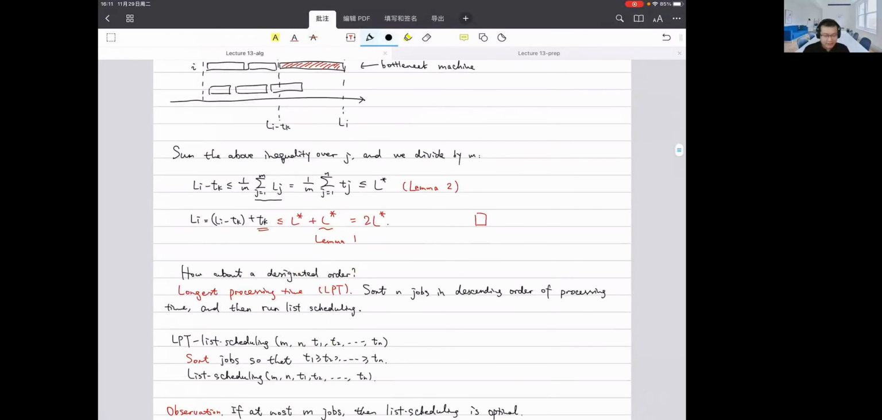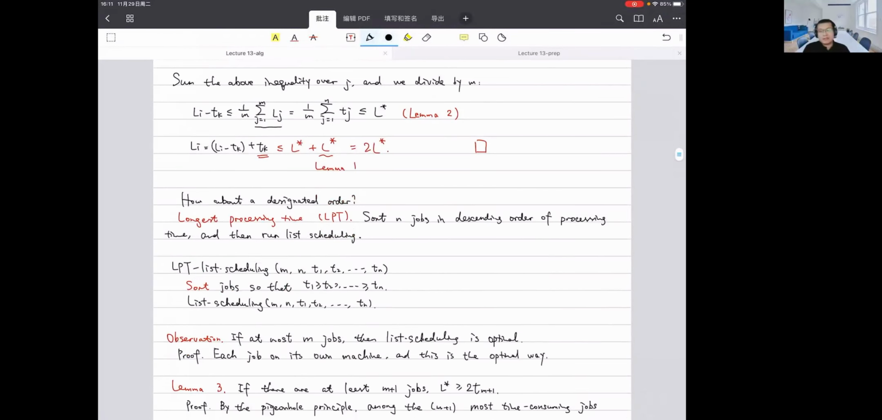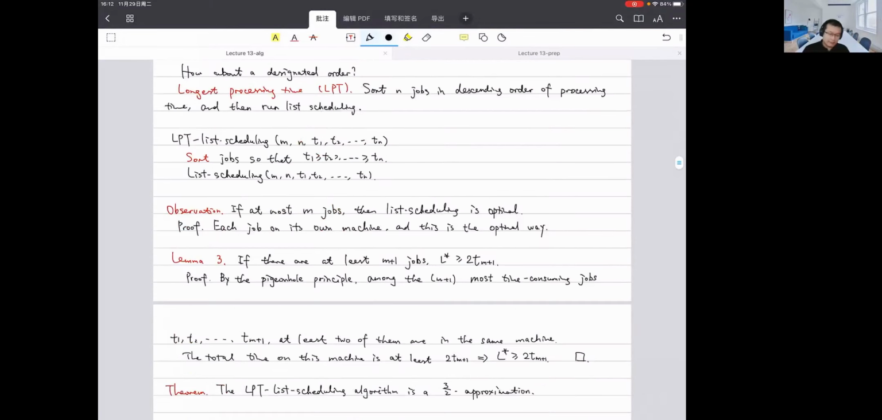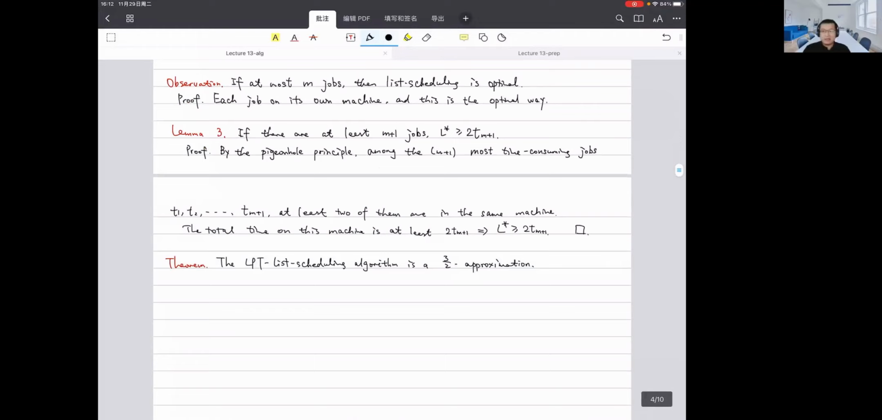For the last part of the last hour, we were talking about how we can further improve this. The idea is that we can first sort the processing times of all the jobs and follow the rule of longest processing time. At the beginning, we sort the jobs' processing times in descending order, t1 larger than t2, until larger than tn, and use this order in the list scheduling algorithm. What we are going to prove is that this LPT scheduling idea is a 3/2 approximation algorithm.